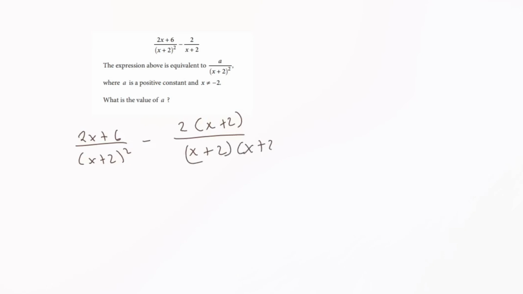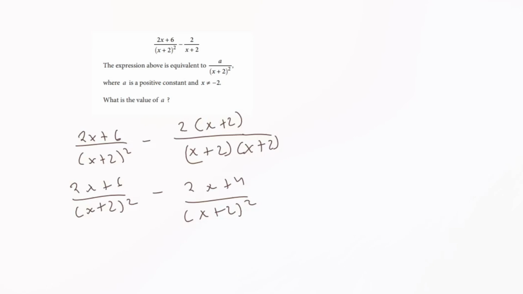So the first thing I want to do is get the denominator to what they want. They want the denominator to be x plus 2 squared. So what am I going to do? I'll show you. I'm just going to multiply the numerator and denominator by x plus 2 for this one over here. So it's going to be 2x plus 6 over x plus 2 squared minus 2 times x plus 2 over x plus 2 times x plus 2. See what I did there? Hopefully that made sense. Okay, so now it's going to be 2x plus 6 over x plus 2 squared minus 2x plus 4 over x plus 2 squared.